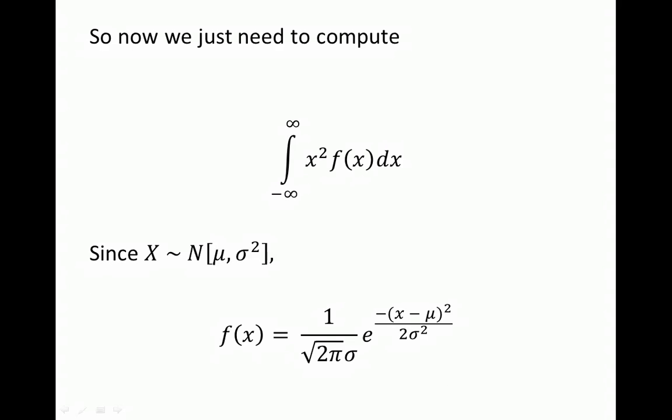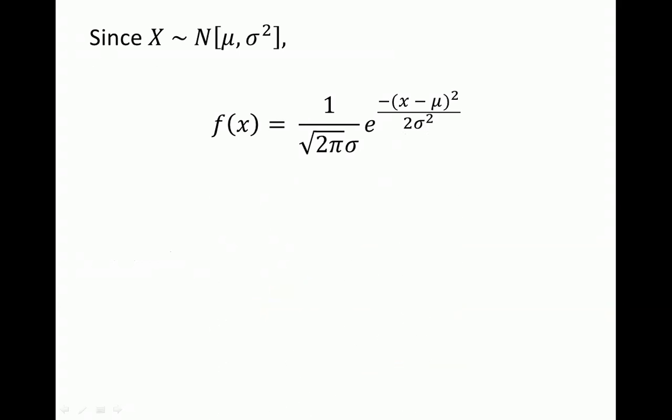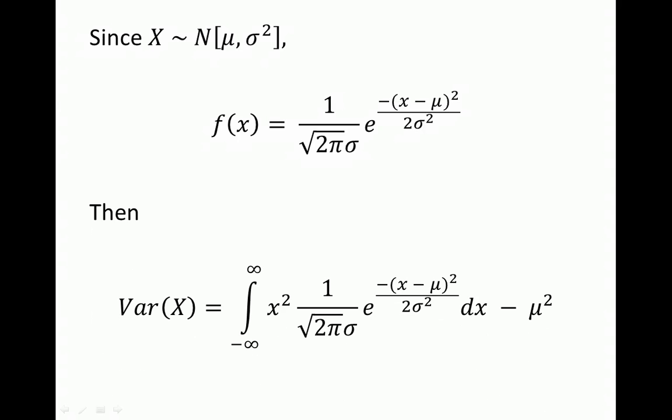And since x is normally distributed, we know the formula for the probability density function of x, which equals this expression here. This is the probability density function for a normal random variable with mean mu and variance sigma squared. So now we can insert this expression into our integral instead of f of x and compute the integral. So here, instead of f of x, we input the formula, and now we want to compute this integral from negative infinity to infinity over x.